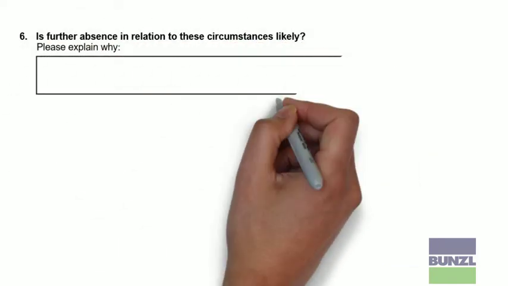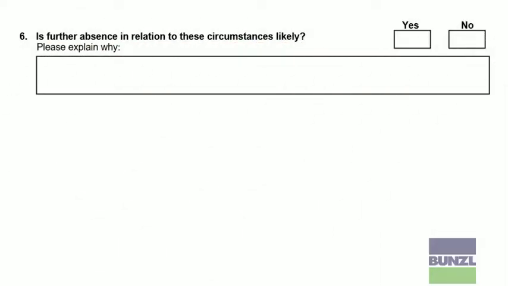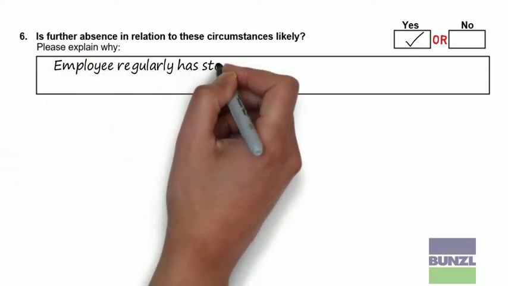Section 6. Is further absence in relation to these circumstances likely? Again, discuss this with the employee as to whether this is likely to happen again in the future. Then tick yes or no. If yes, please explain why in the box below.